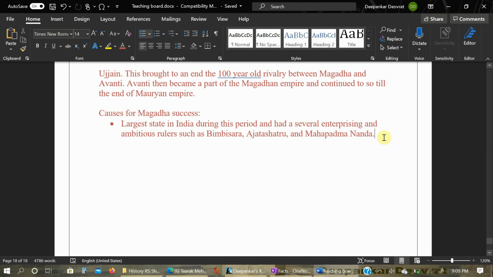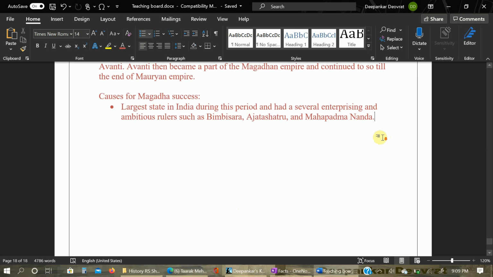This is the story. So the first cause: the largest state during that period, with several enterprising and ambitious rulers such as Bimbisara, Ajatashatru and Mahapadmananda. And the second: Magadha enjoyed an advantageous geographical position.